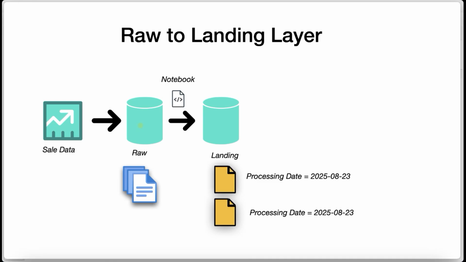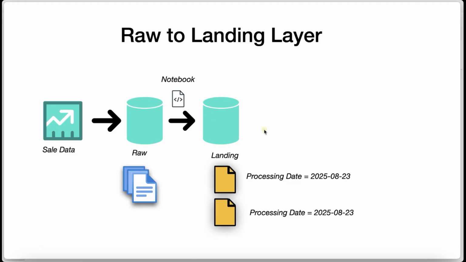The expectation is that only one file will be uploaded per month containing all orders for that day. Next, we are going to create the pipeline that picks up the latest file from the raw folder based on last modified date. This file will then be copied into the landing folder and partitioned by processing date. And here, processing date simply means the date when the data is moved into the landing zone.